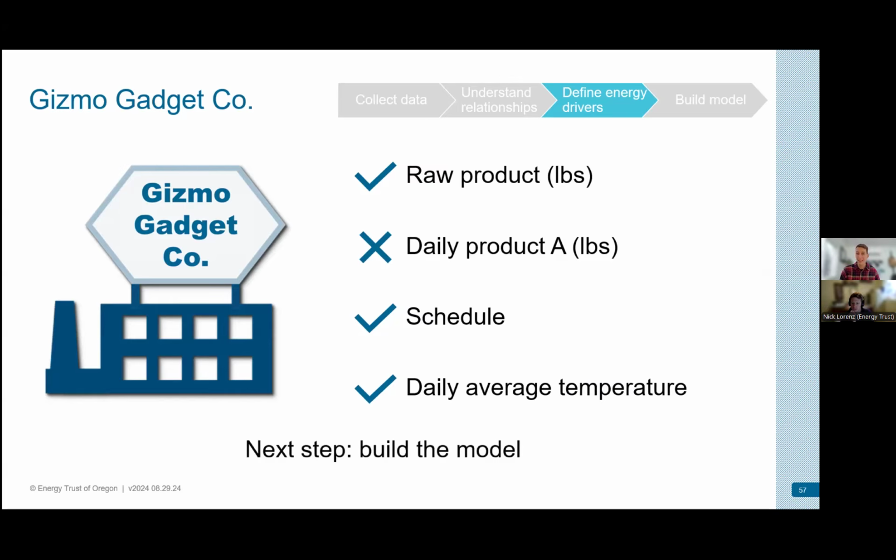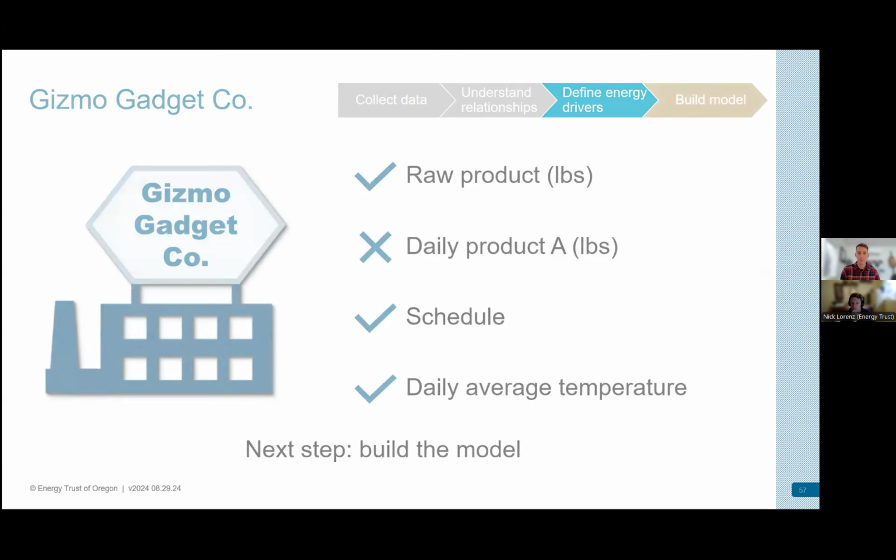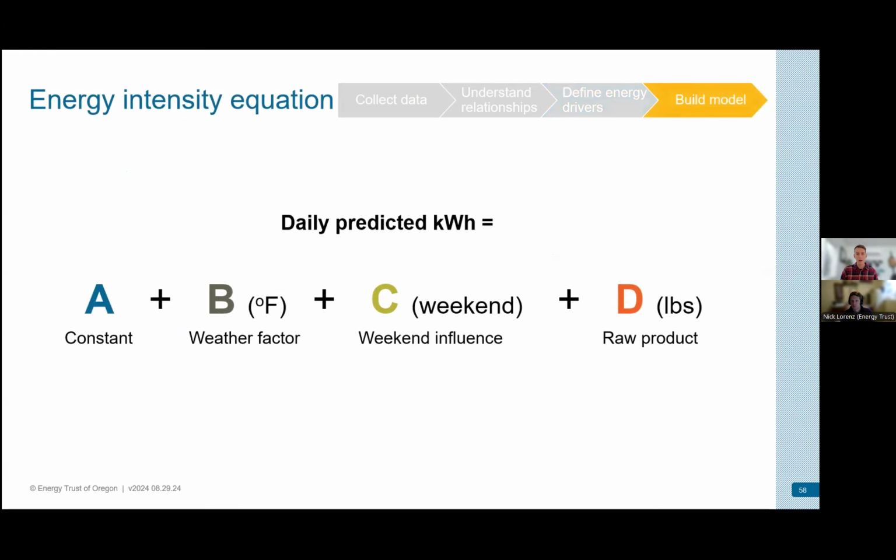So at this point, our next step really is just to take these energy drivers and build our energy model. And the heart of an energy model is this equation that allows us to predict energy use. What we can see in here is we're going to have a term that accounts for each one of our data streams that was provided that we decided was a good energy driver. So we decided that weather factor was a good energy driver. It might have a change point in there, but we want that included in our equation to predict energy use. We also said that the weekend influence was important to consider, and so was the amount of raw product that the facility went through.